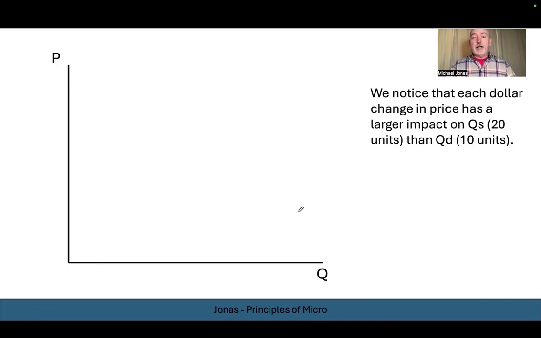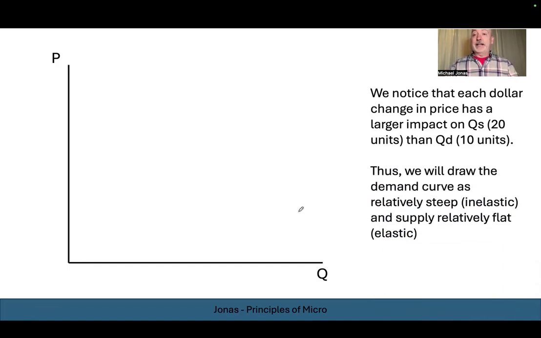So we notice on that table that every time the price changed by $1, the quantity demanded changed by only 10 units, quantity supplied changed by 20. Again, it's more complicated than this when we actually calculate the elasticities, but certainly what that indicates is that in this region of the demand curve and the supply curve, demand is more inelastic, right? The change in quantity is smaller for the given change in price. So again, that's going to indicate how we will sketch out these curves.